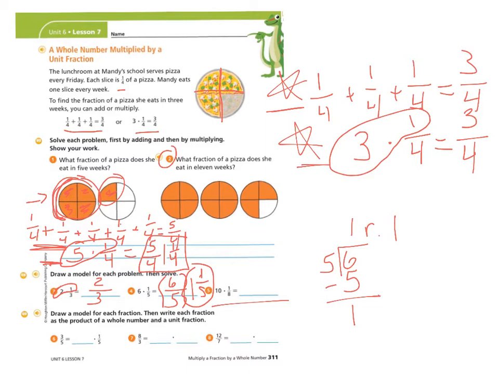Number 6, draw a model for each fraction, then write each fraction as the product of a whole number and a unit fraction. Okay, so here we go. Here it's showing 3/5.